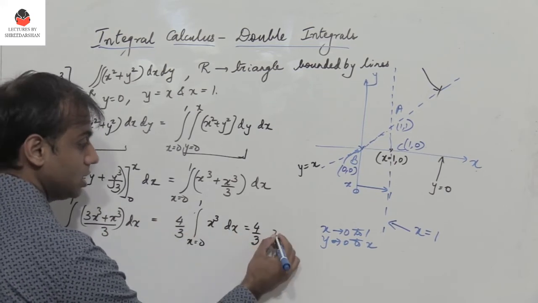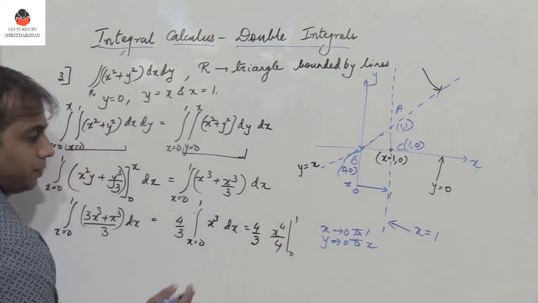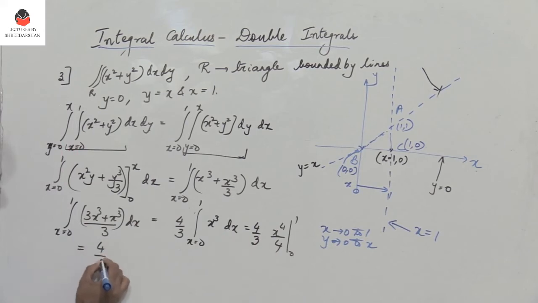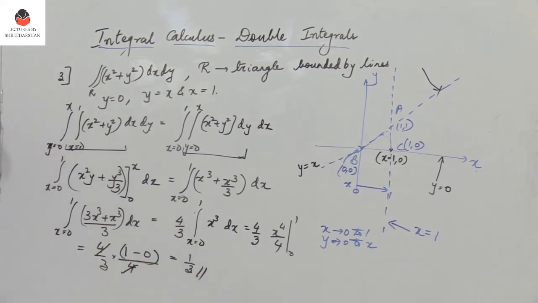Integral of x cube is x power 4 by 4 with the limit 0 to 1. So you get 1 by 4 into 1 minus 0 by 4. So 4 and 4 get cancelled. So the answer is 1 by 4.